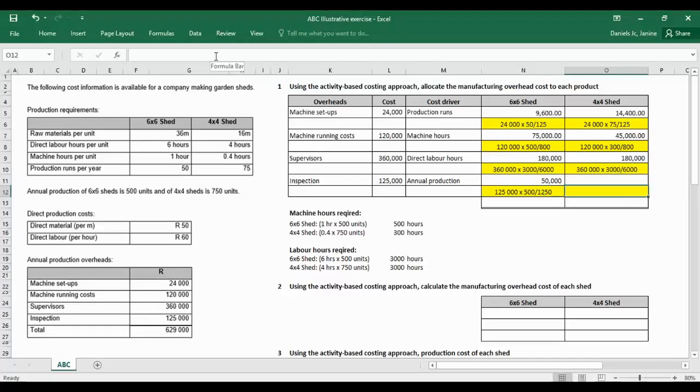And then for the 4x4 sheds, it's 125,000 multiplied by 750 divided by 1,250. Again, reasonability check. They are making more of the 4x4 sheds. Therefore, more of the inspection cost must be allocated to the 4x4 sheds. They're making more, therefore they will be inspecting more.